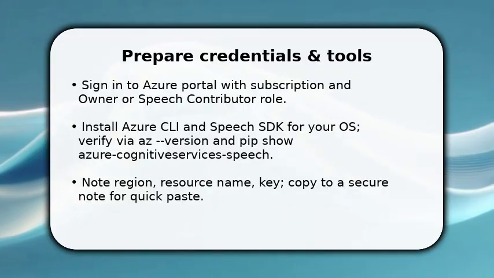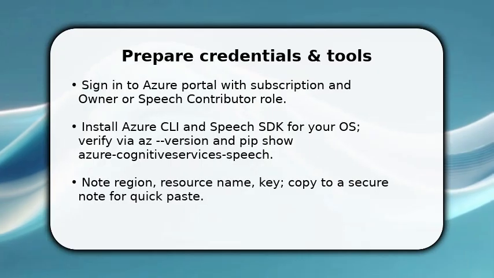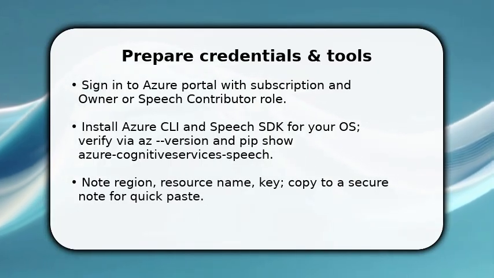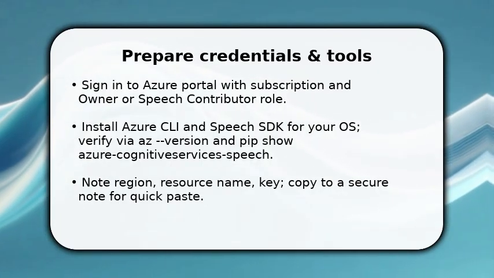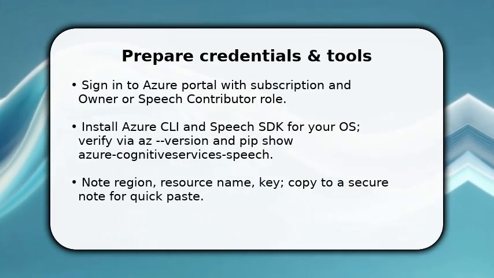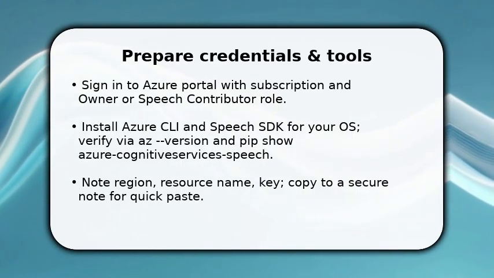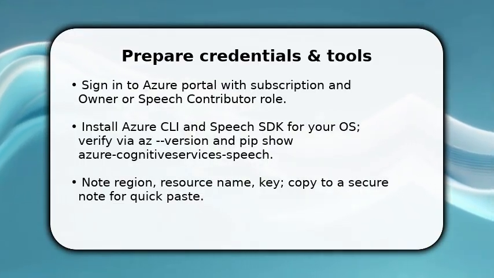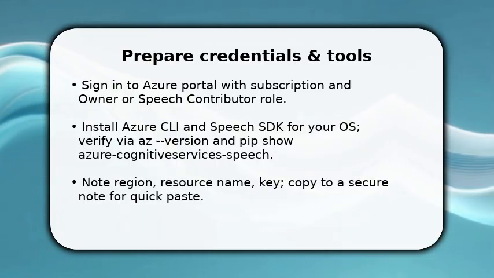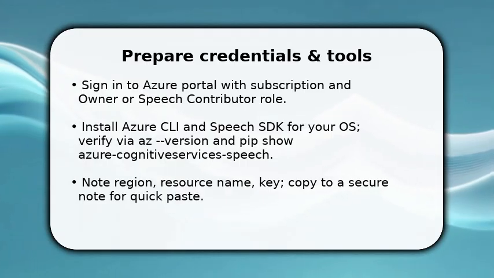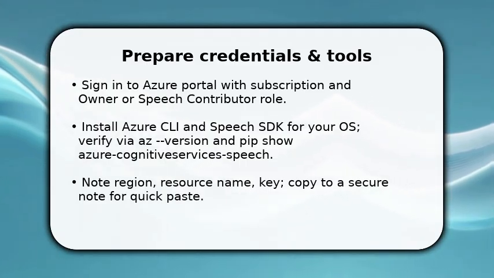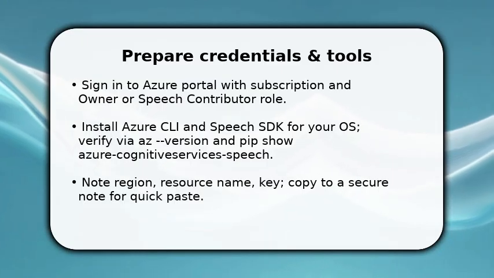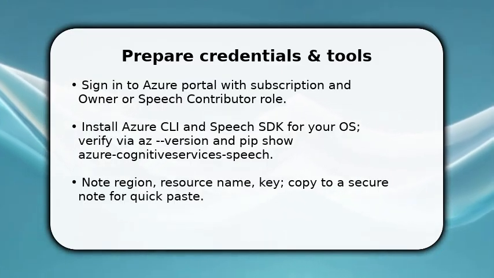You start by securing access. Sign into the Azure portal and confirm you have owner or speech contributor permissions. Once done, install Azure CLI and the Speech SDK for your platform and verify the installs. Make sure you record the resource name, region, and key into a secure note so you can paste them later into commands or sample code. This avoids interruptions when creating voice models or testing endpoints further along.